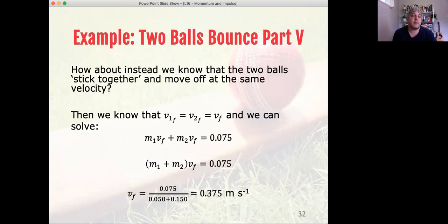We then can solve because we know m1 vf plus m2 vf is equal to 0.075, and vf is the only thing in that equation we don't know. So now we can just divide both sides by m1 plus m2, and we get out that the final velocity is 0.375 meters per second. So the balls would collide, and then they would move off together at that new velocity.